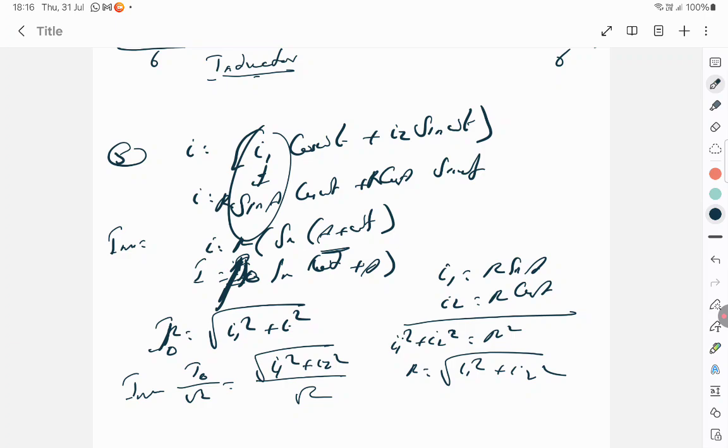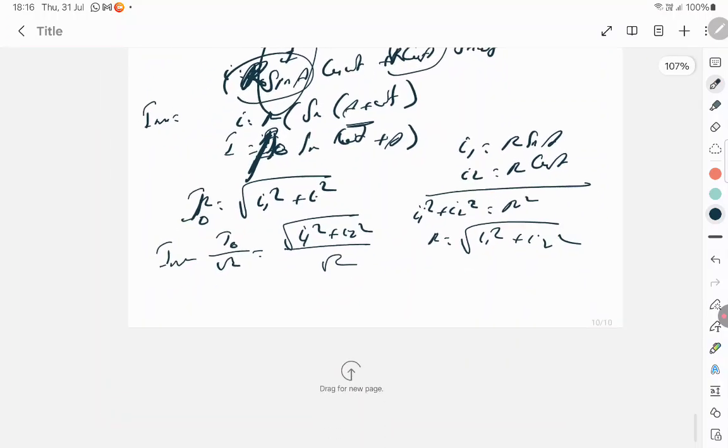Look at the way I'm trying to do it. It's very, very difficult. This is like R sin A and R cos A, and that's how we do it. And let's go to the next question.